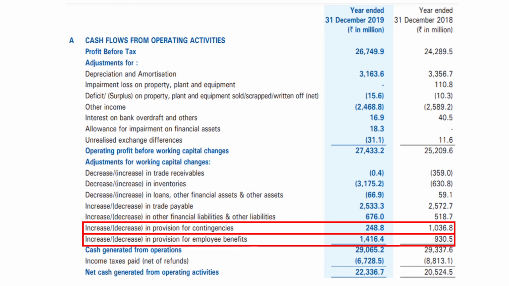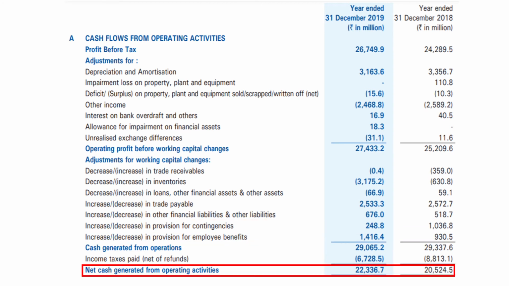Then coming to the next part, which is provisions, and similarly in that we take provisions for contingencies and provision for employee benefits, and that is also subtracted again from the profit before tax, and that gives you the cash generated from operations, the operating activities of the company after deducting the tax. Don't forget that. So this cash from operating activities which we have generated is the actual cash that we are receiving by selling our products in this year.